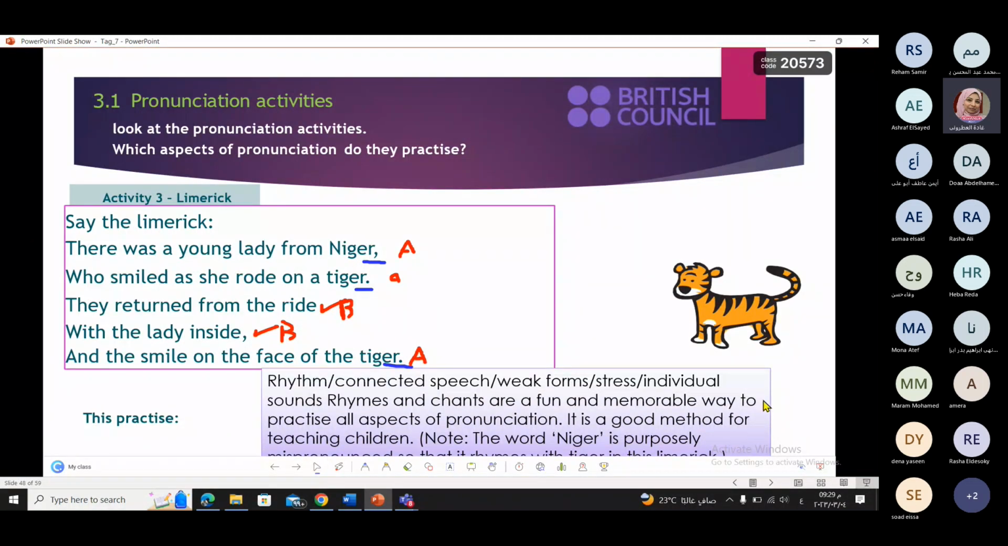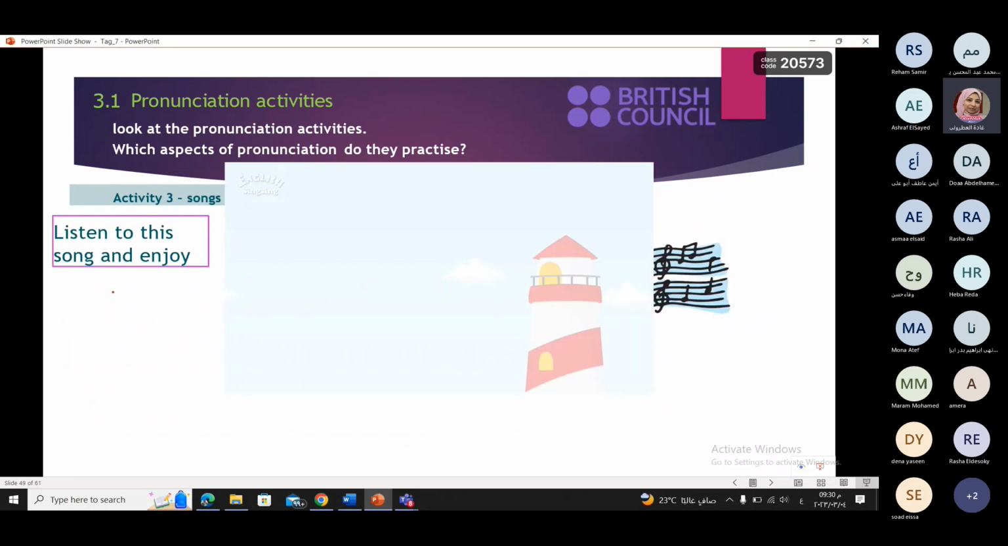It teaches us rhythm. It's also about connected speech and also about weak forms, stress, individual sounds, chants. Also, it is like a song, it's fun, and it is a memorable way to practice all aspects of pronunciation. So you can teach here the rhythm, the connected speech, the weak forms, the intonation. Every aspect of connected speech you can teach here in a limerick. Right? Good.